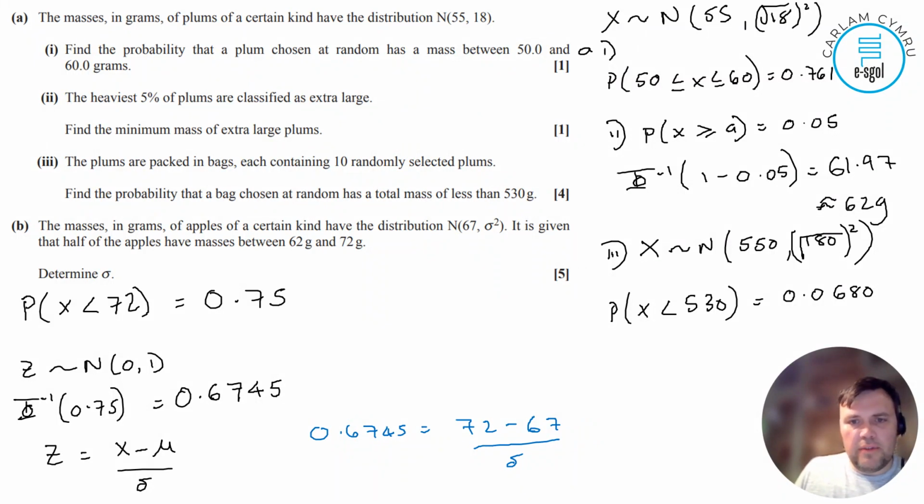So the standard deviation moves up and that value moves down. So it is 72 minus 67 over, let me rub that out, that's better, 0.6745, and that gives me a value of 7.41. So the standard deviation is 7.41.